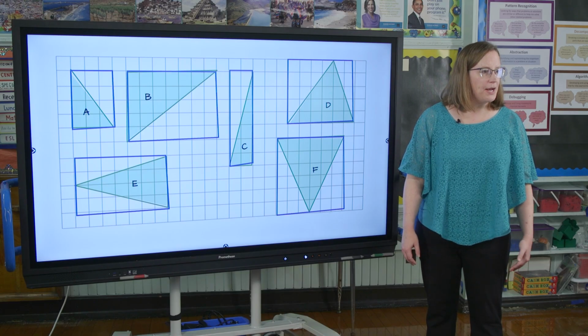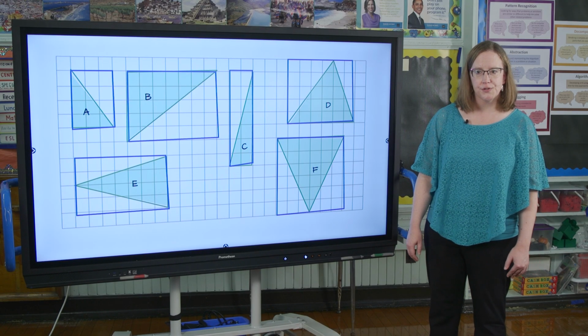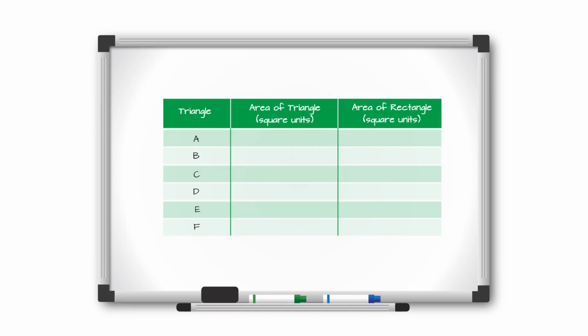So you should be about finished drawing the smallest rectangle around each one of your triangles. If you need help, compare your work with a partner. Your next step is going to be filling in a table that shows the area of each triangle next to the area of each rectangle. The table will look something like this.